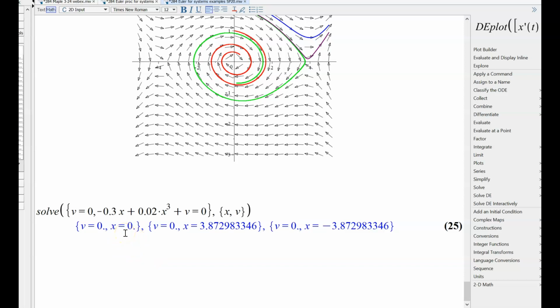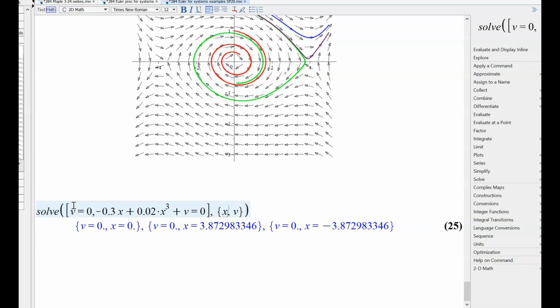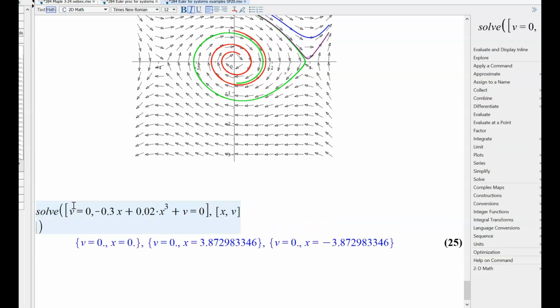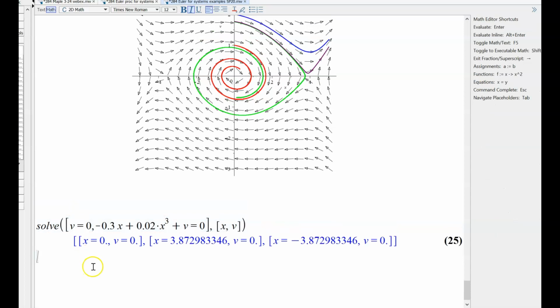If I would have ordered them, I could have gotten x first, then v second. So 0, 0, 3.870, negative 3.870. Really these are backwards. They're not really listed as ordered pairs. I can fix that by putting, instead of the curly set brackets, square brackets along each side, and then when I execute that line, we'll see we've got x first, v second.